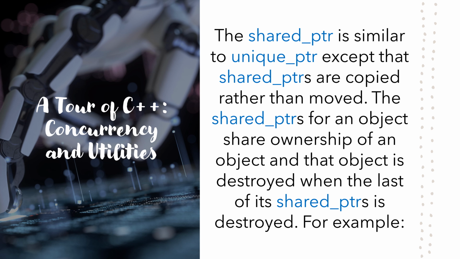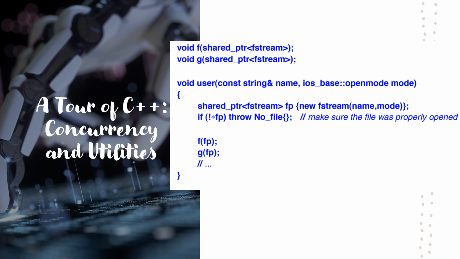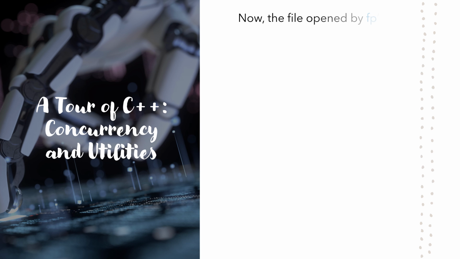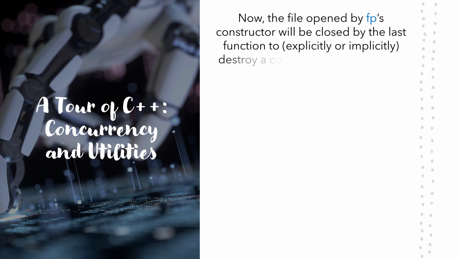For example, void f(shared_ptr<fstream>); void g(shared_ptr<fstream>); void user(const string& name, ios_base::openmode mode). shared_ptr<fstream> fp{new fstream(name, mode)}; if (!*fp) throw No_file{}; // make sure the file was properly opened. f(fp); g(fp); Now, the file opened by fp's constructor will be closed by the last function to, explicitly or implicitly, destroy a copy of fp.